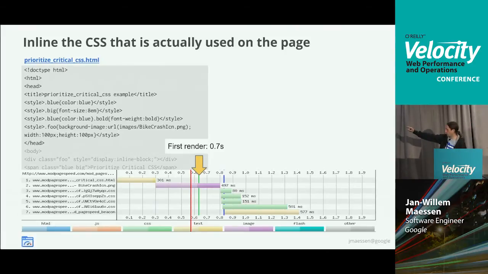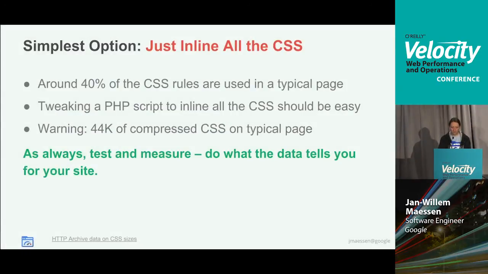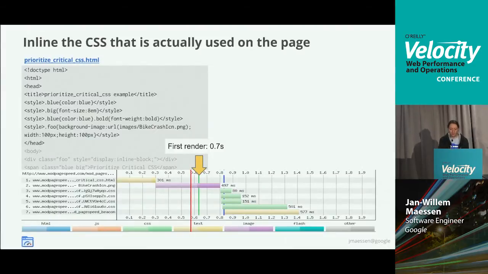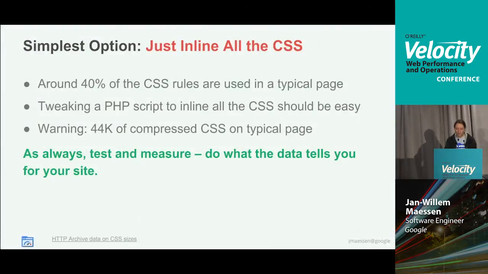Now you'll notice there are some CSS files being downloaded here at the bottom of the page. What's that all about? Well, it turns out there are various options we have if we have large style sheets on our site. The simplest option is we could just inline all of the CSS. Now, I mentioned earlier about 40% of the CSS rules are used on any typical page. But for a lot of sites, it's relatively easy to tweak a PHP script to inline the CSS rather than serve a URL in your page. So it might actually be very easy for you to modify your site and test it under these circumstances and see what happens if you just inline all of your style sheets.